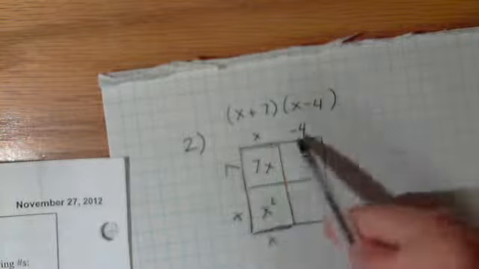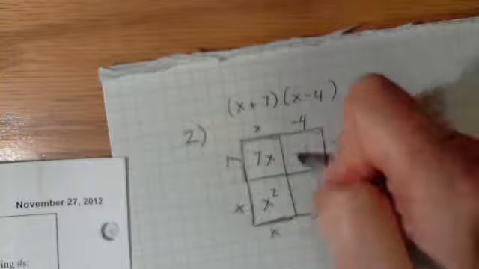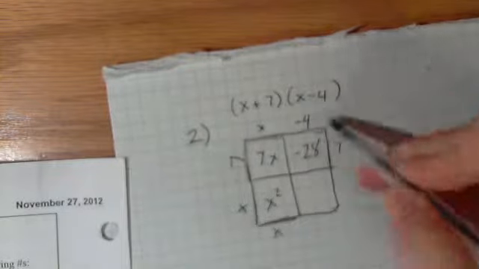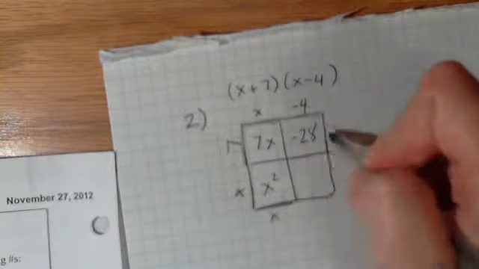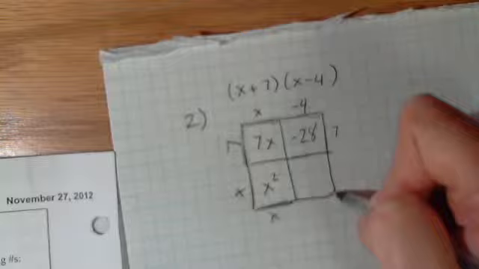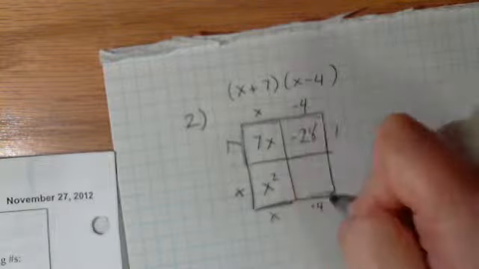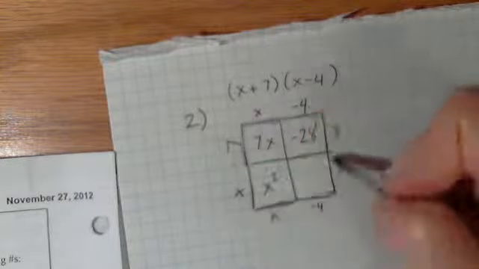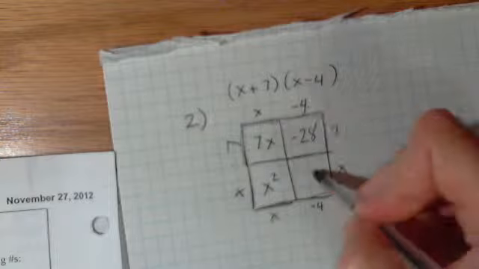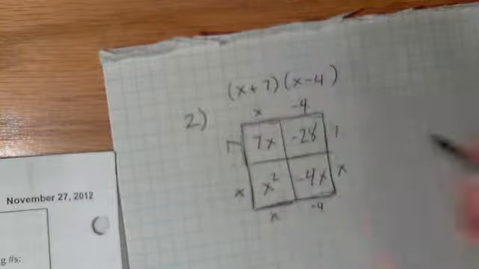Alright, this one times this one, or this side of the box times this side of the box. Since this is 7, this is also 7, and we get negative 28, negative 4 times 7. And finally, this side of the box, here times here, however you want to think of that. Since this is negative 4, this is also negative 4, and this is x, since this is also x. So I've got negative 4 times x goes here, or you can think of it as negative 4 times x. Either way, we get negative 4x.